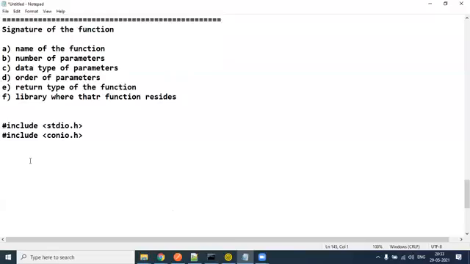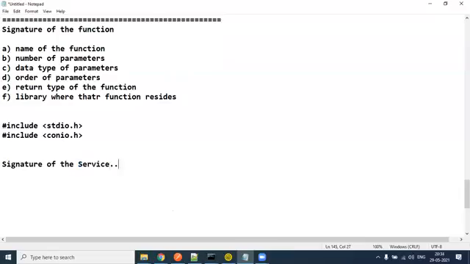If you want to consume a service, what do you need to know about the service? Service details. You need to know the signature of the service, because we said a function is like a service. So we need to know the signature of the service.